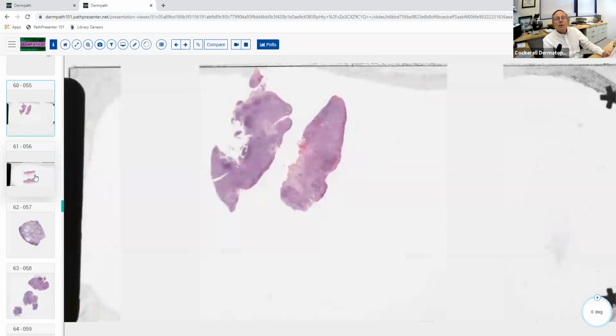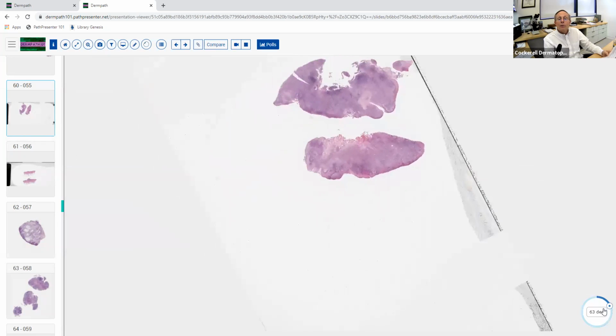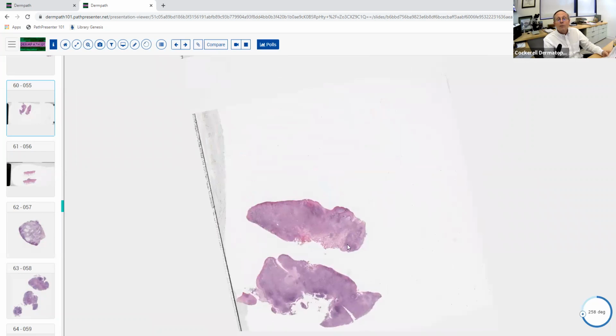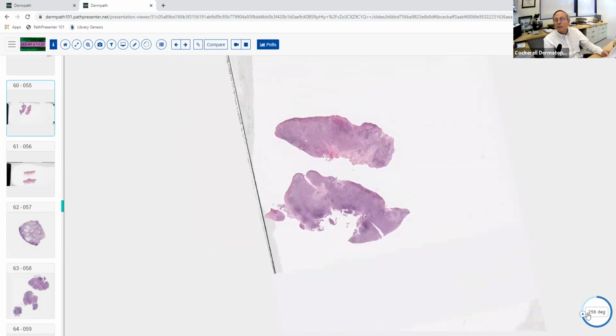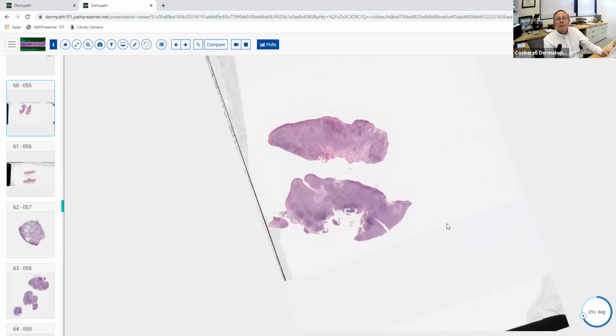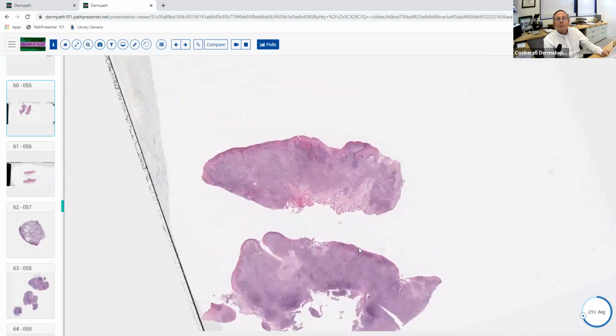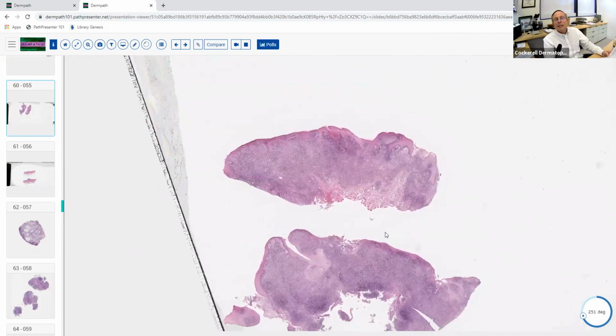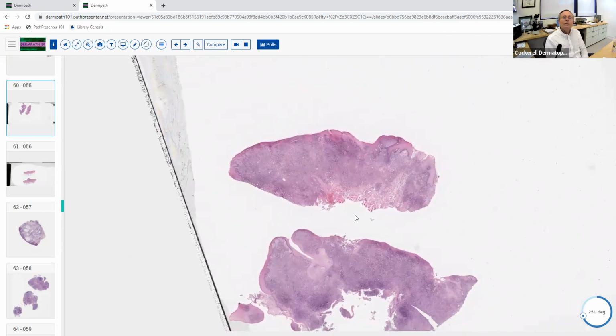Okay, let's move on to this case. Number 55, and we got another, I think this is probably the right orientation here. Yeah, okay, so we'll look at it like this. And we've got a shave biopsy once again. I wish that a lot of these guys would have sent us punches, but they shave. And at low magnification, are these lymphocytes?